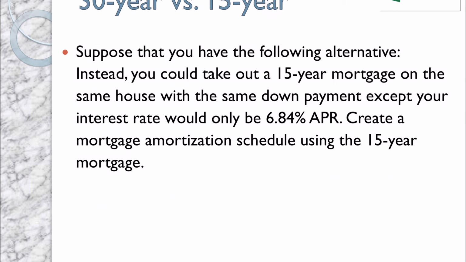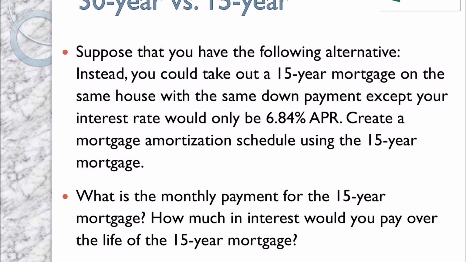Create a mortgage amortization schedule using the 15-year mortgage. So it would change what percentage of your payments goes towards interest and principal. It will also change what your monthly payment is. So what is the monthly payment would be the first thing I ask for you to calculate, and then how much in interest would you pay over the life of the loan. You will find that by taking out a lower term loan with a lower interest rate in addition, you do end up paying a substantially less amount in interest over the lifespan of that loan.